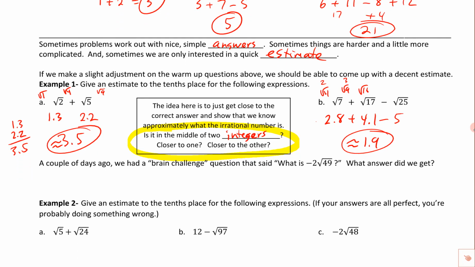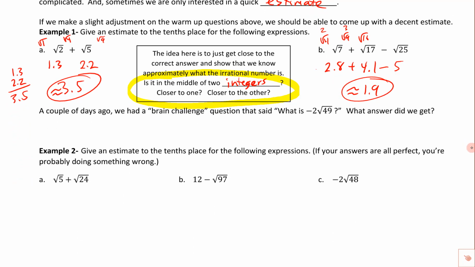So let's come down here and let's remind ourselves of something that we did a couple of days ago. There was a brain challenge question that gave us, what is negative 2 radical 49? And remember, this is implied multiplication. If there's nothing in between there, it's multiplication. So what we said is, well, that's just a negative 2, and let's evaluate the square root of 49. That's 7. So the answer on this one was negative 14.